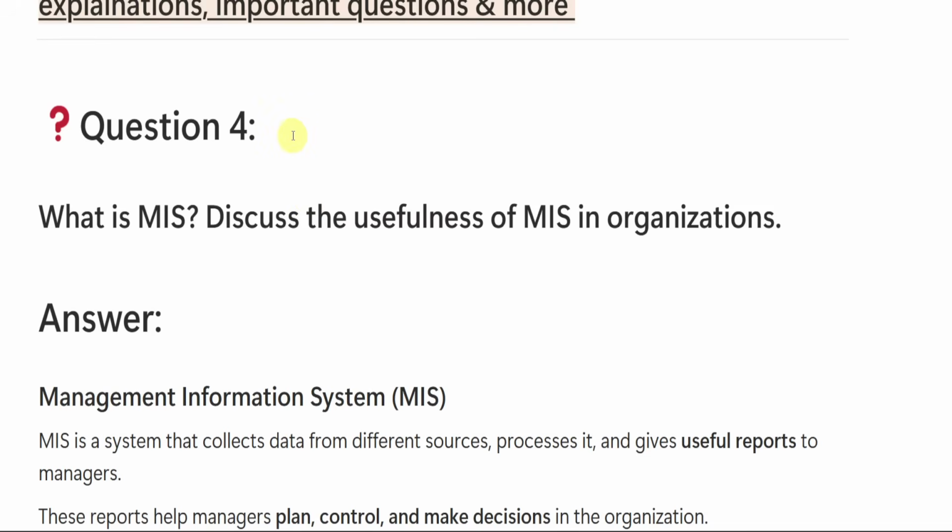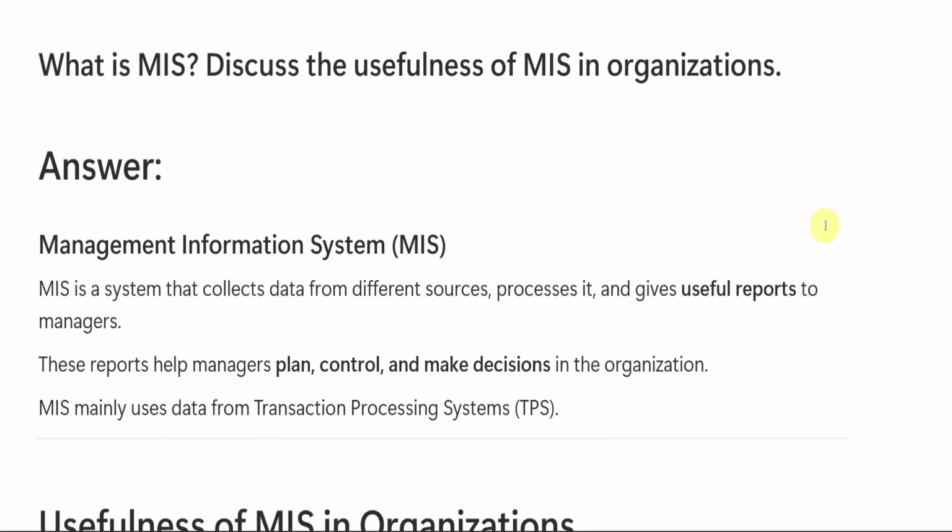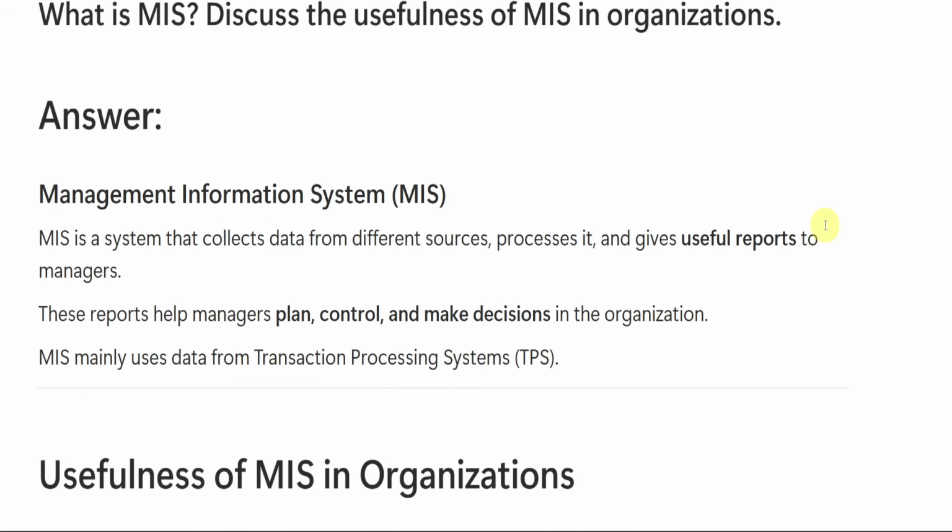The last question from unit number 2 is: what is MIS? Discuss the usefulness of MIS in organizations. Students, first let us know what is MIS. MIS is nothing but management information system. It mainly does three jobs: it collects the data, it processes the data, and it also gives useful reports to managers. These reports help the managers to plan better, to make good decisions, to solve the problems as well as check progress.